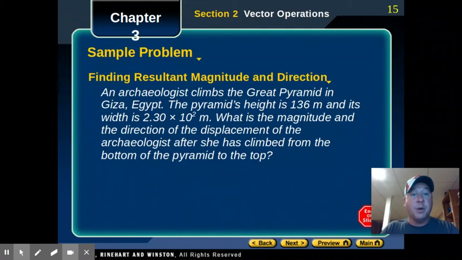Sorry, that's a tongue twister this early in the morning. Archaeologist, after she has climbed from the bottom of the pyramid to the top. My eyes are getting ahead of my mouth here.